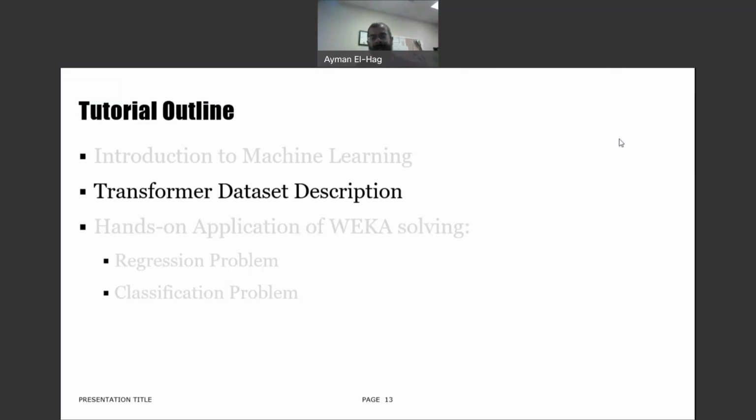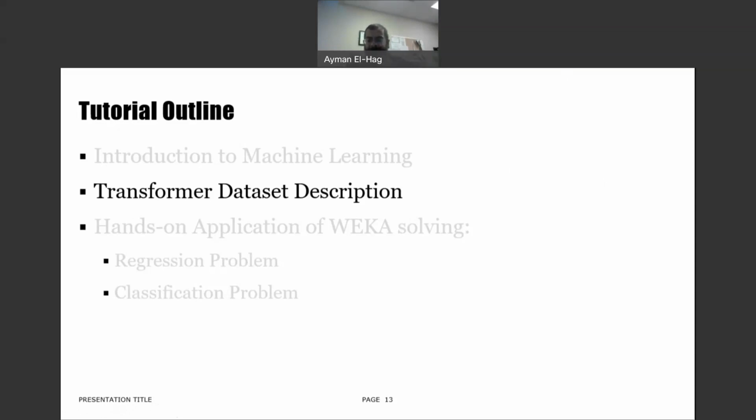Okay, so in this example, or the coming two examples, when we'll do some hands-on tutorials, we will use data from transformer testing. So we want to describe this data, but as I mentioned before, I will not assume that you have any background about the subject. So assume that you don't know much about transformers.